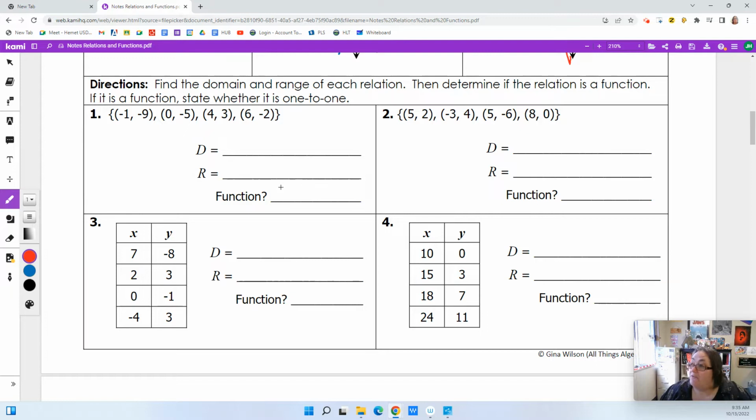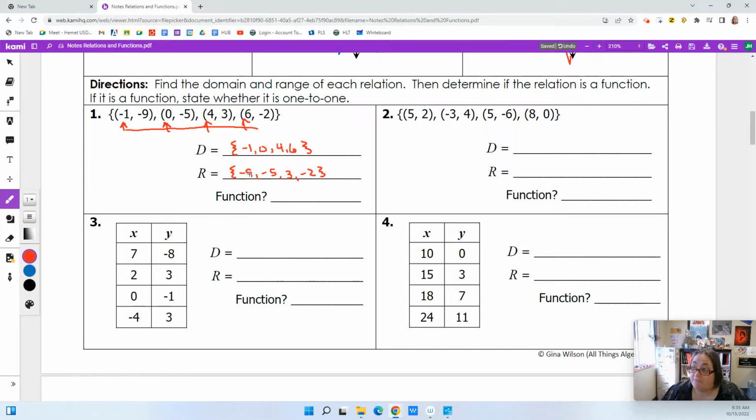All right. So if I look at something like this right here, and I want to know what the domain is, well, the domain is just all of the x values. So -1, 0, 4, and 6 make up our domain, right? Our x values make up our domain. Our range is just our y values. So that would be the set of -9, -5, 3, and -2. So we've got our domain and we've got our range.